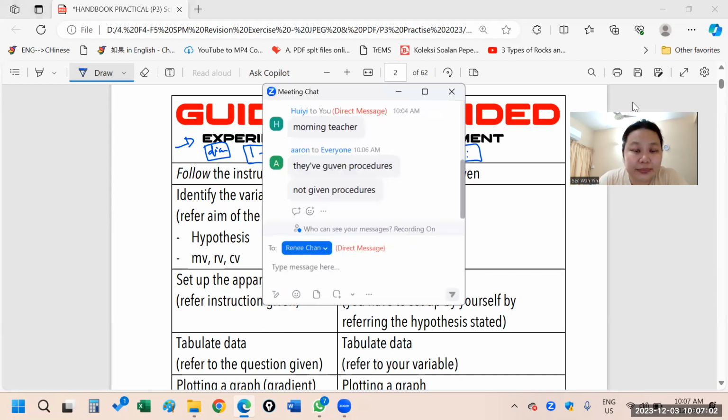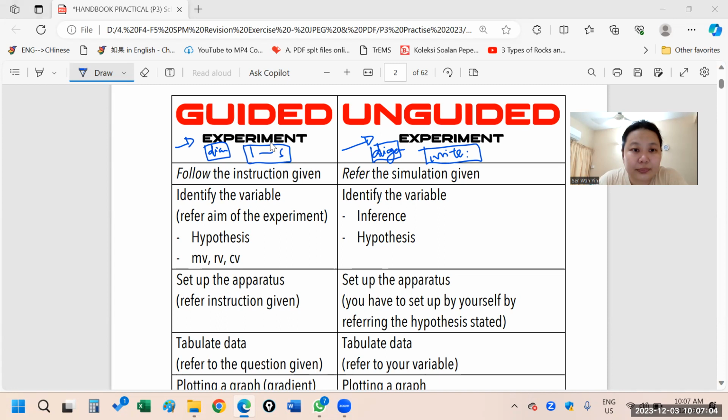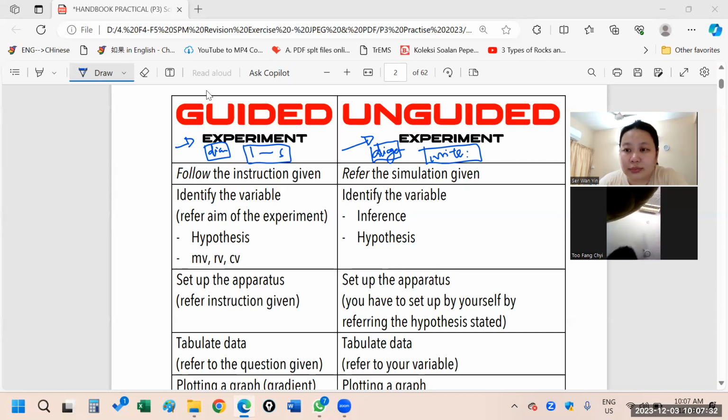Hi Aaron, they have given procedure, not given procedure. Sorry Aaron, I'm not sure what you're asking. They are given procedure, not given procedure. Yeah, given procedure, correct. Given the steps procedure or not given. So you write yourself. Okay, so, hi.